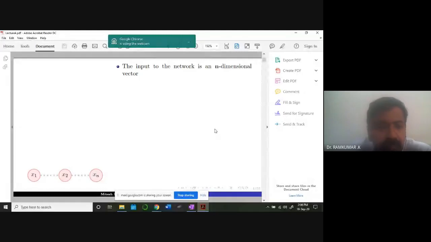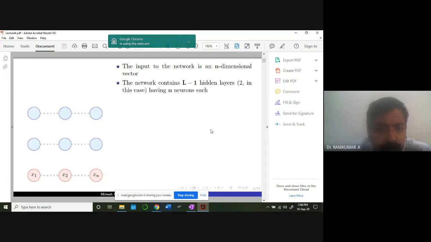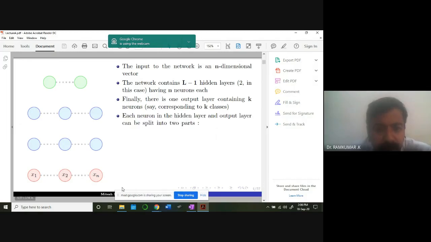So these are Mitesh Khapra's lecture slides. You can see here the input to the network is an n-dimensional vector, x1 to xn. The network contains L minus 1 hidden layers, in this case 2 layers. Finally, there is one output layer containing k neurons, k classes in fact. Each neuron in the hidden layer and output layer can be split into two parts.